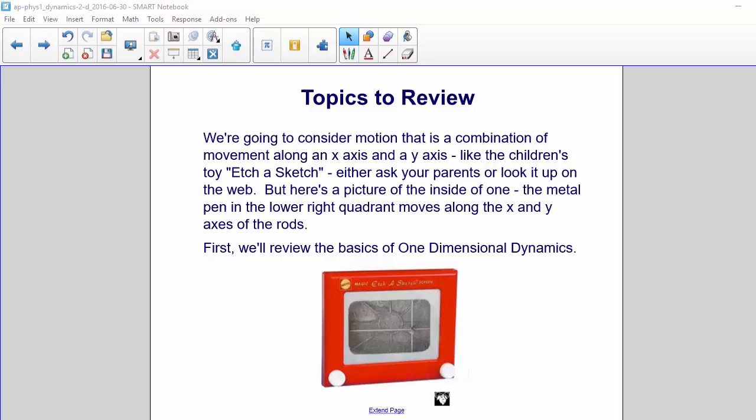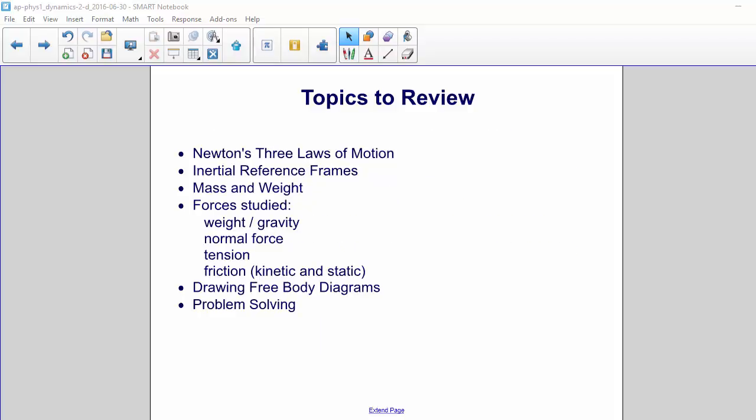First, we'll review the basics of one-dimensional dynamics. The topics we are going to review are Newton's 3 laws of motion, inertial reference frames, mass and weight, forces, including weight and gravity, normal force, tension, and friction, drawing free body diagrams, and problem solving.